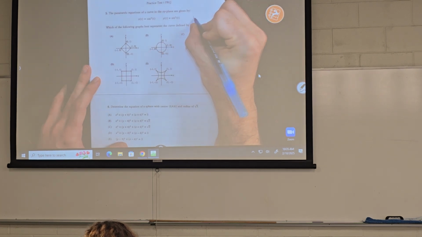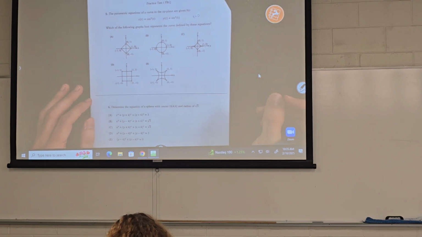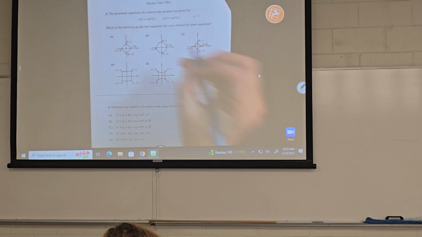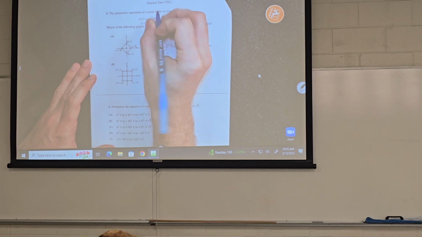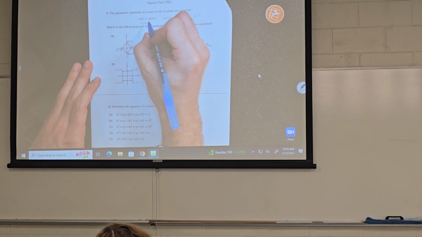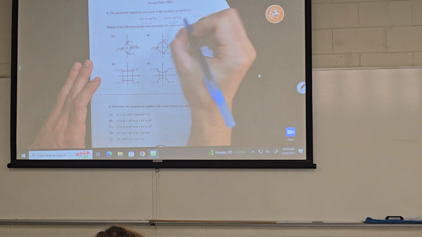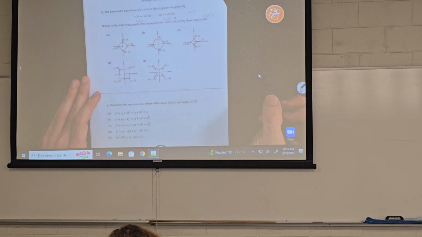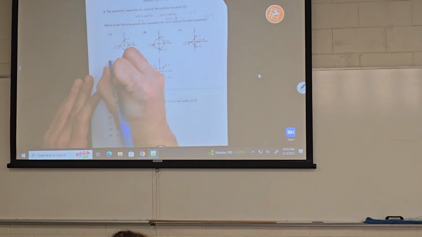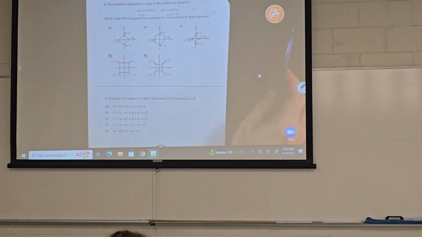Let's start off with t equals 0. If I have t equals 0, then I have x of 0 is cosine of 0 to the third. What is cosine of 0? 1. To the third is 1. And what is sine of 0? 0. To the third is still 0. So I should have the point 1, comma 0. So D is out, E is out, so I'm left with A, B, and C.